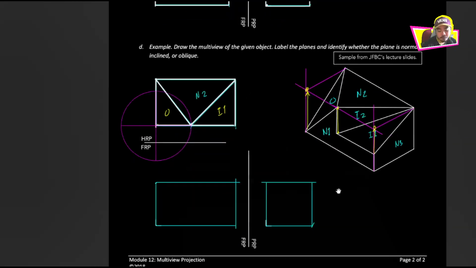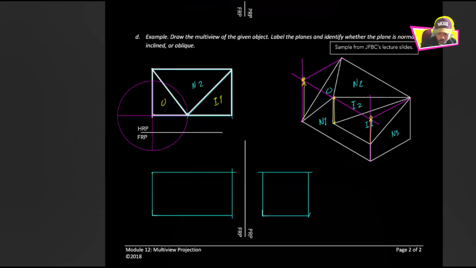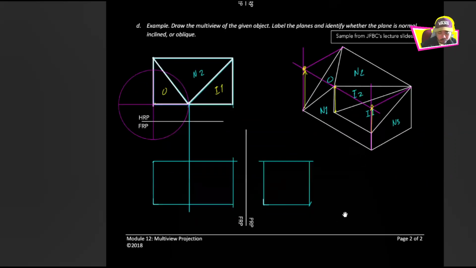Okay. Tapos next is N2 naman. Dito naman sa FRP. So we just draw downwards. Downwards ganyan. And that will be the location of this point right here. Tama? So let's draw pababa towards this bottom corner para mabuo ko yung arrow shape.